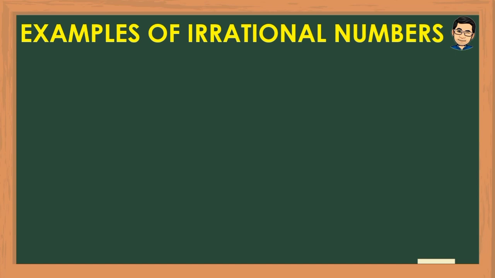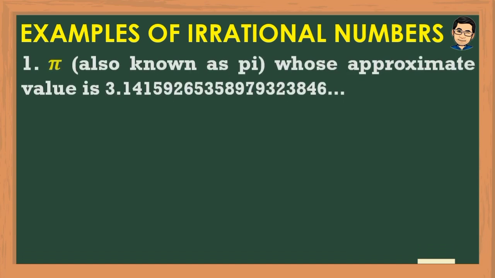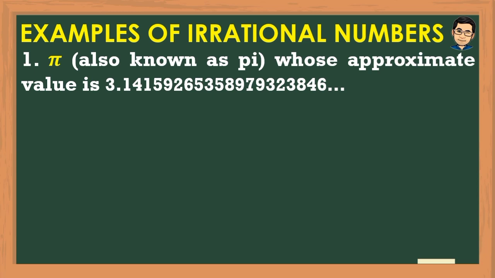Examples of irrational numbers. Number 1, pi, whose approximate value is 3.1415 and so on. Considered siya as irrational number because non-repeating siya at the same time, non-terminating. Walang umuulit na digits and hindi rin humihinto yung mga numbers. Kaya nga approximate value ng pi is 3.14 lang. So, pi cannot be written in the form of a over b.